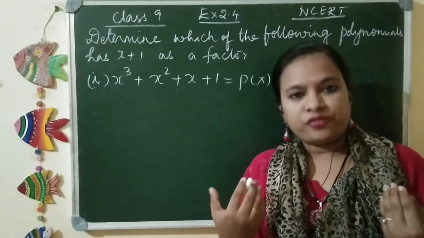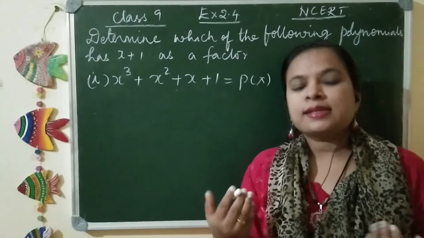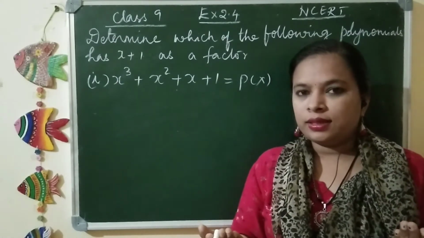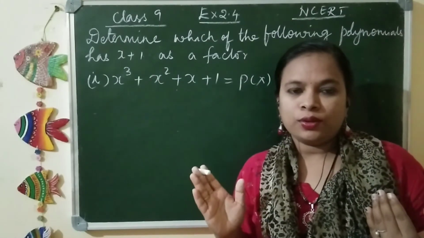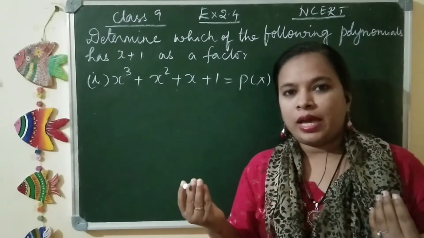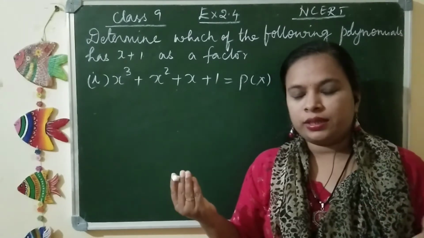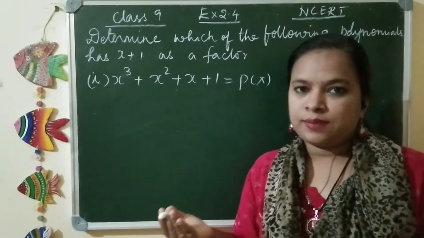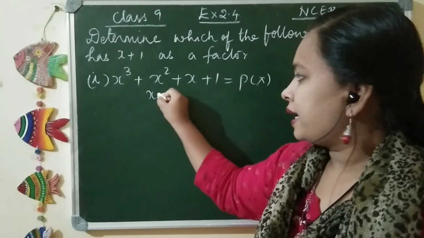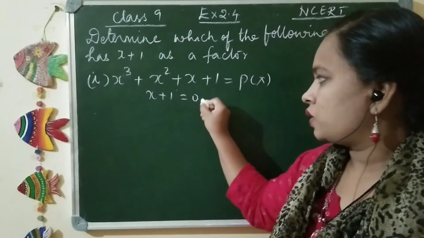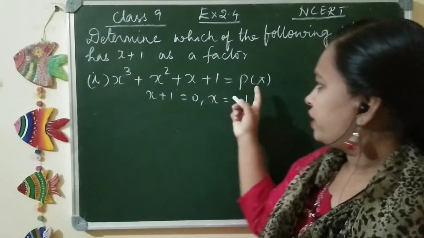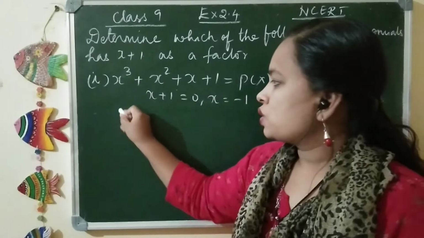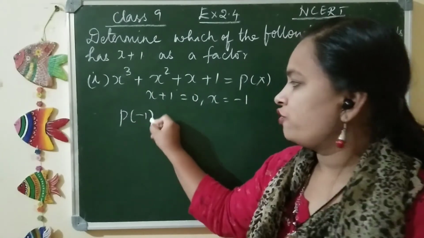Here the first step is similar to the remainder theorem. What we used to do is equate the divisor to 0, find the value of x, and substitute it. Now we are going to repeat the same step. So we take x plus 1 equal to 0, so the value of x will be equal to minus 1. Now we know p of x, so we will substitute and find p of minus 1.